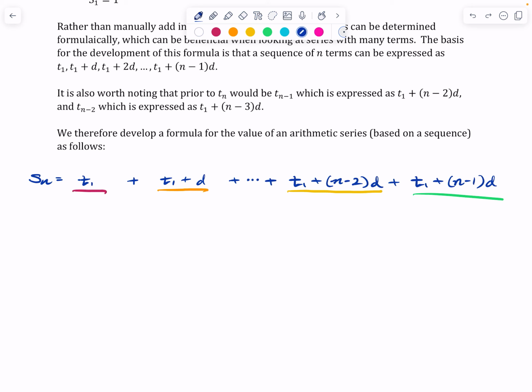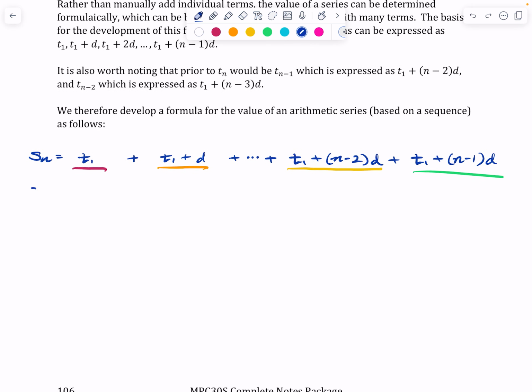To develop the formula, we're going to rewrite this. Sn equals. But in the rewriting, we're going to flip the order. So we'll have whatever's in green, we'll have whatever's in yellow, we'll have the orange part, and we'll have the red part. I don't know if I spaced them out enough. I guess we'll find out. So this green piece over here, that's going to go over there, and that is the nth term, T1 plus n minus 1 d.